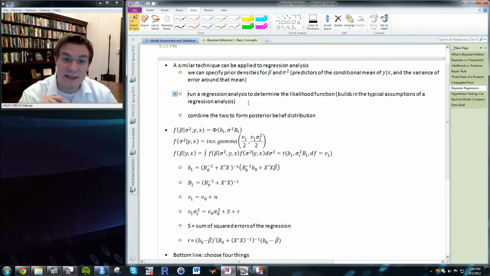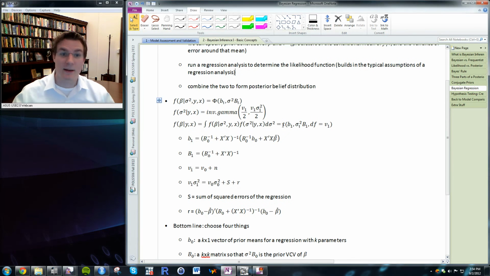So I can run a standard regression analysis using lm or glm in R, or using regression software. That's going to give me information about the likelihood. In other words, the probability of the data given various values of beta and sigma squared. But I need to have a prior if I want to form a posterior belief using Bayes' rule.